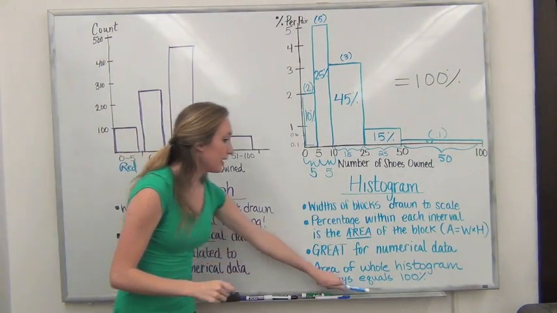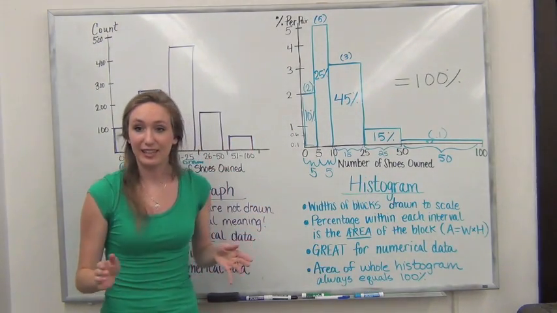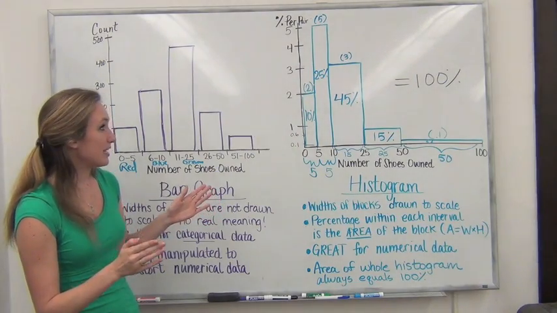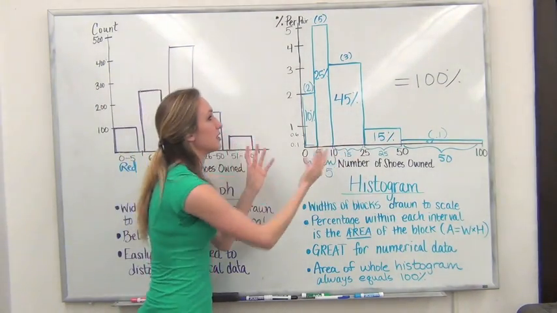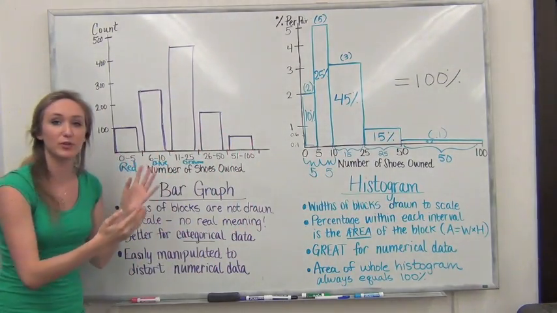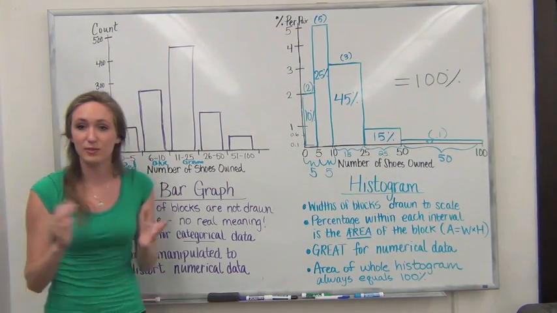So now that we know how to read a histogram, you can tell that the histogram is able to depict the actual percentages in a much easier, much more visually pleasing way than the bar graph. Do we have any questions?